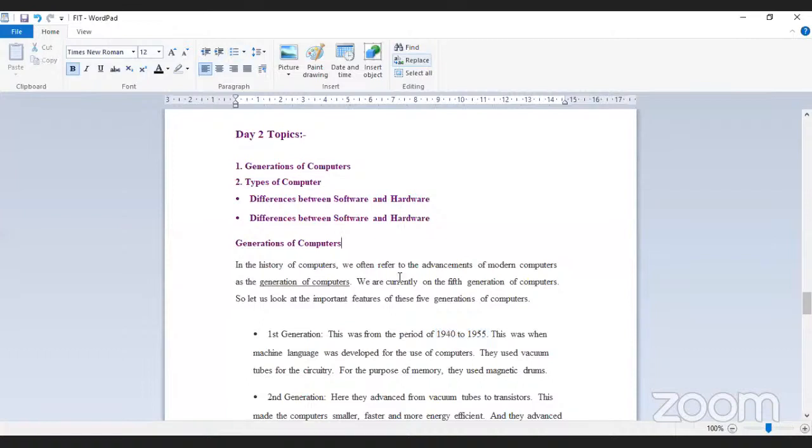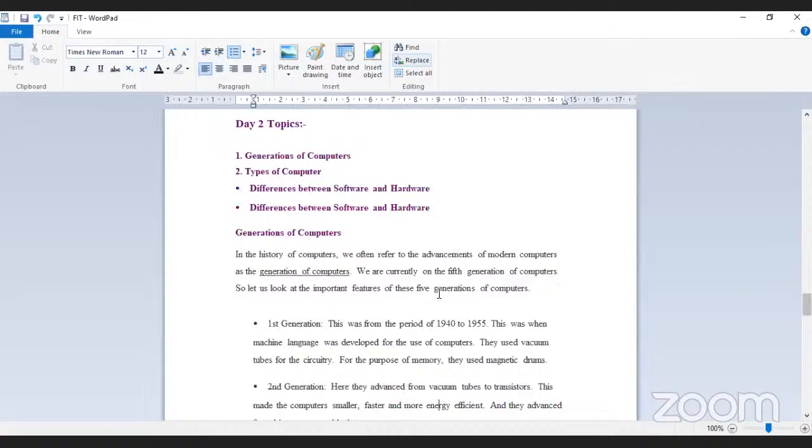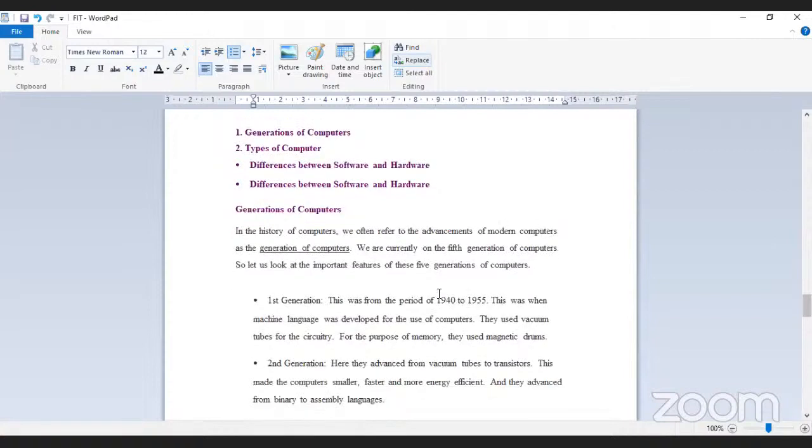Okay, right. In the history of computers, we refer to the advancement of computers, the modern generations of computers. Right now, which generation are we in? The fifth generation. So what are the major drastic changes from one generation to another? We'll see. This is a nominal year range: 1940 to 1955.